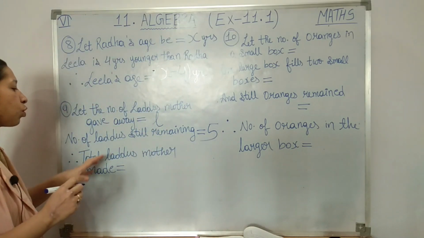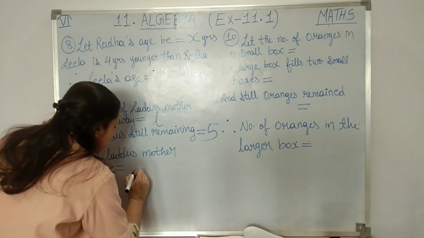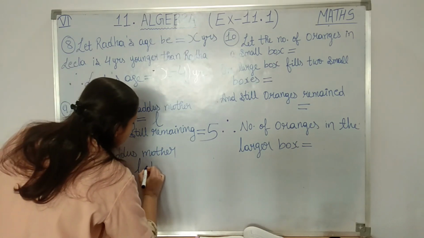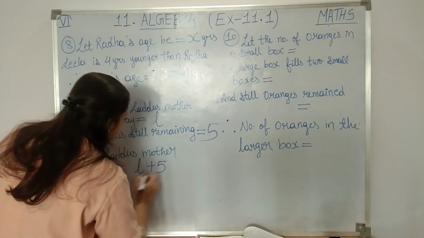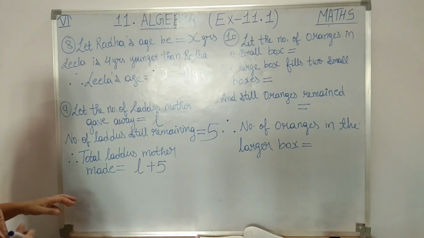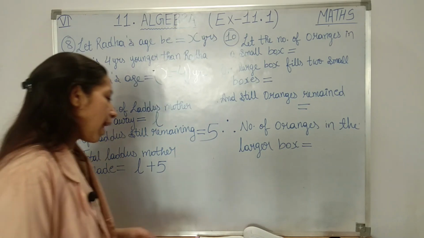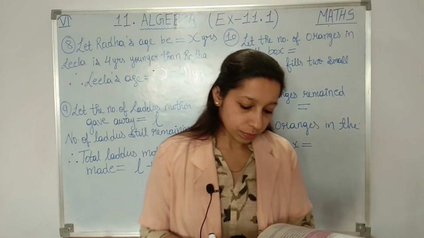Then the total laddus mother made: she distributed L laddus to the relatives and guests, and still after distributing, 5 laddus are left. So what is the final answer? The total number of laddus made by mother is L plus 5. Got it students? Next question, question number 10.